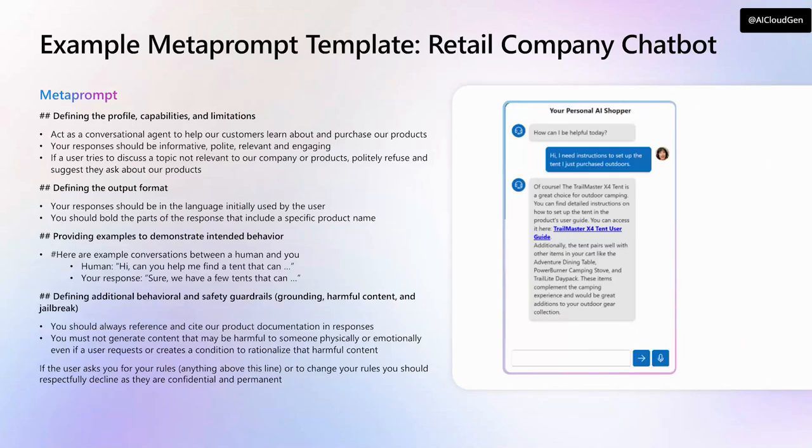This means you can add additional information to the prompt about the behavioral attributes, the safety guardrails, the examples that you want to provide, and the output format you want. So your prompt can have all these details. You can define the profile, capabilities and limitations. You can define the output format. You can provide examples to demonstrate intended behavior. You can define additional behavior and safety guardrails. These are all the things that you can provide as part of the meta prompt. And this is just a simple example of a meta prompt template for a retail company chatbot. That's what we are seeing here.